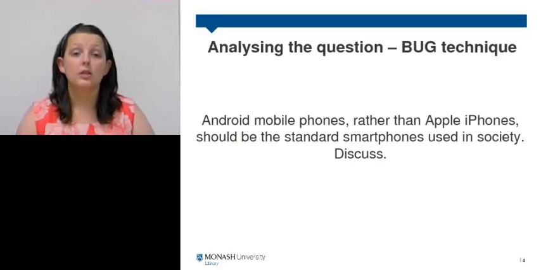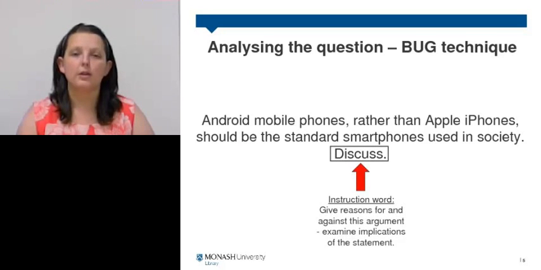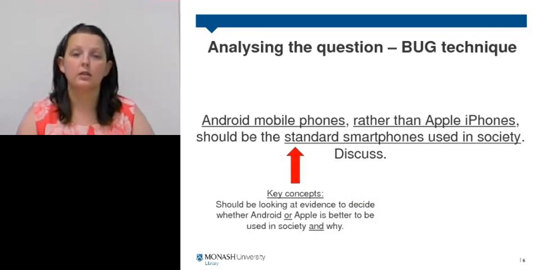Discuss. Using the technique, I put a box around the word discuss, as this is the instruction word telling me what to do. Discuss means to examine the reasons for and against the statement that has preceded it. Therefore, I need to examine the overall implications of the topic. Then, I've underlined the content words and limiting words. In this case, I should be talking about Android phones and Apple iPhones and whether they should be used in society or not. And I should not be talking, for example, about Windows-based phones.